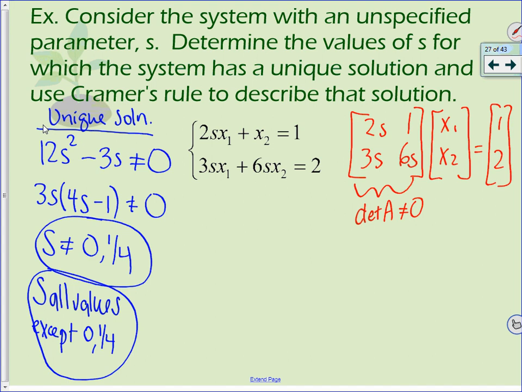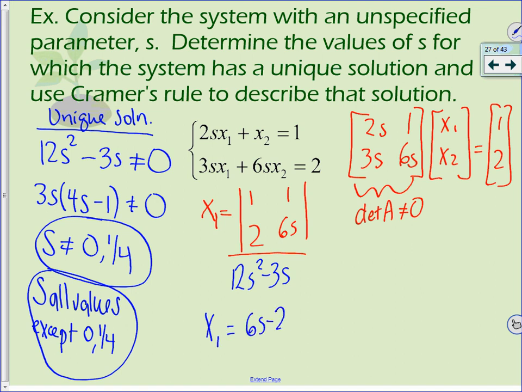Okay, so now I'm going to find x1, and that solution is going to be in terms of s. S is going to be a part of the answer. So x1 is going to be the matrix A1, which is represented by replacing column 1 with 1, 2. So it's the determinant of A1 over the determinant of the system. And the determinant of the system, the coefficient matrix, is 12s squared minus 3s. So x1 is going to be 6s minus 2 over 12s squared minus 3s.